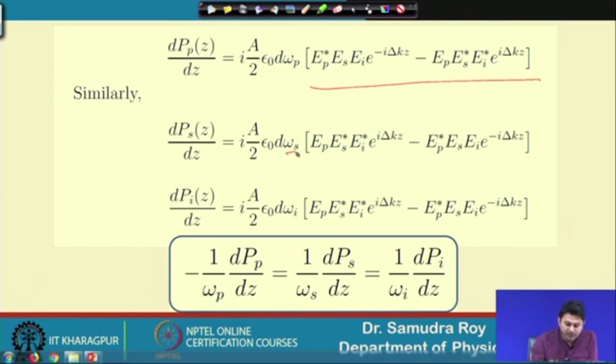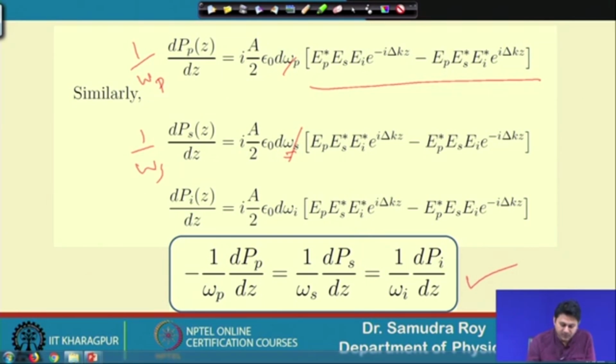In the similar way, if I write 1 by omega s here, then omega s will not be there, and we have something in the bracket. So, this term for 1 by omega p and this term are negative to each other. So, this is equal to minus of this. In the similar way, these with this term are the same. So, I can write one expression like minus 1 by omega p dP_p/dz is equal to 1 by omega s dP_s/dz is equal to 1 by omega i dP_i/dz.